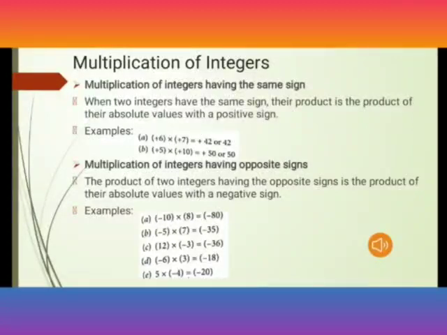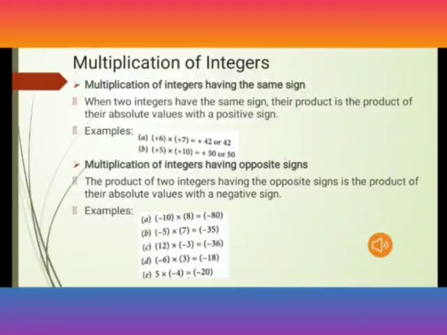As you can see in the example, when a positive integer multiplies with a positive integer, the answer is also a positive integer. Like a positive integer 6 multiplied with a positive integer 7, the answer is a positive integer 42. As you can see in another example, positive integer 5 multiplied with a positive integer 10, the answer is positive integer 50.